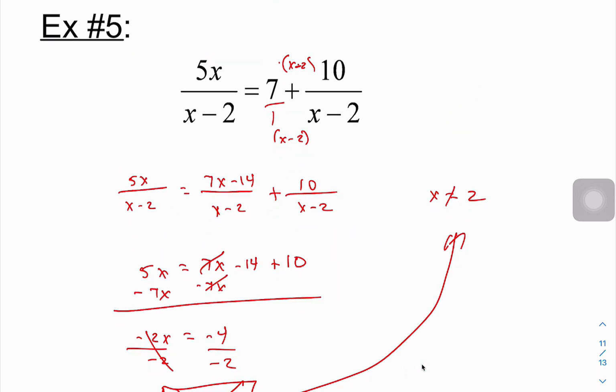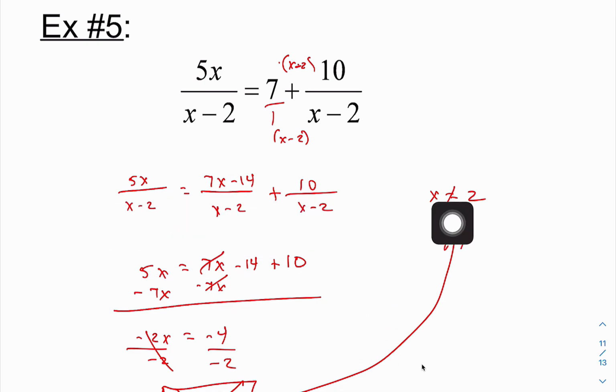Here's what you should have come up with. So x minus 2 is your common denominator. The only thing that was missing the common denominator was the 7. You've got to think of that as 7 over 1, so multiply both top and bottom by x minus 2. That gets you to this fraction right here, and then from there, you're right back to where you normally were.